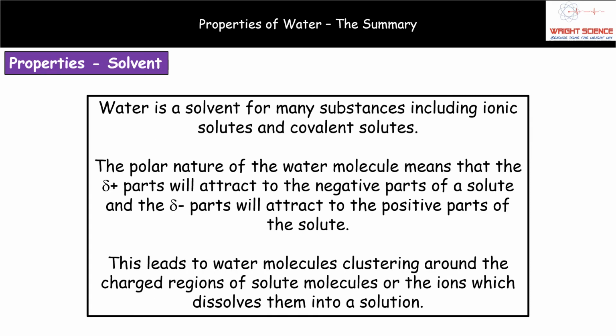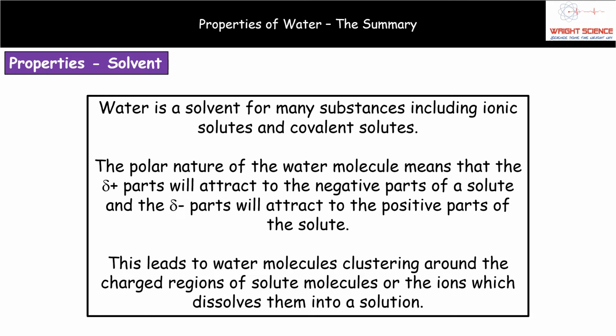Our next property is the solvent property of water. Now, water is described as a very useful solvent because it can actually dissolve both ionic and covalent solutes. So what we find here is this is going to be able to dissolve a wide range of different substances that we may need transported in different organisms.